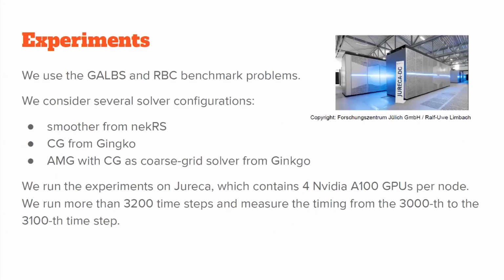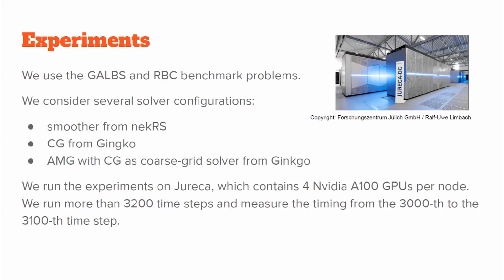So yes, we come to the experiments now. We use the GABLS and RBC benchmark problems, and we consider 3 options for the coarse solver configuration. First is the smoother from NekRS, which uses the Jacobi with Chebyshev, then the conjugate gradient from Ginkgo, and the algebraic multigrid with the conjugate gradient as the coarse grid solver inside the multigrid. So it's a different coarse grid from NekRS currently.